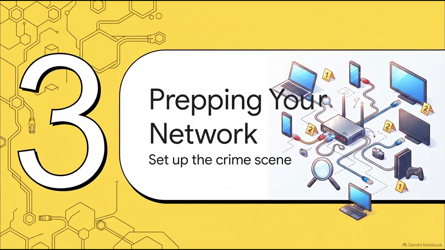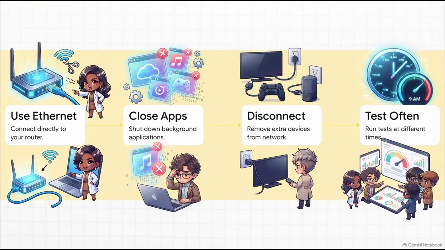All right, Section 3, prepping your network. Now that we know what we're looking for, we need to set up our digital crime scene properly. If you run a test on a 5-year-old smartphone connected to a weak Wi-Fi signal, you aren't testing your internet speed, you're just testing your bad Wi-Fi. To get a genuine baseline, you absolutely must follow this checklist.